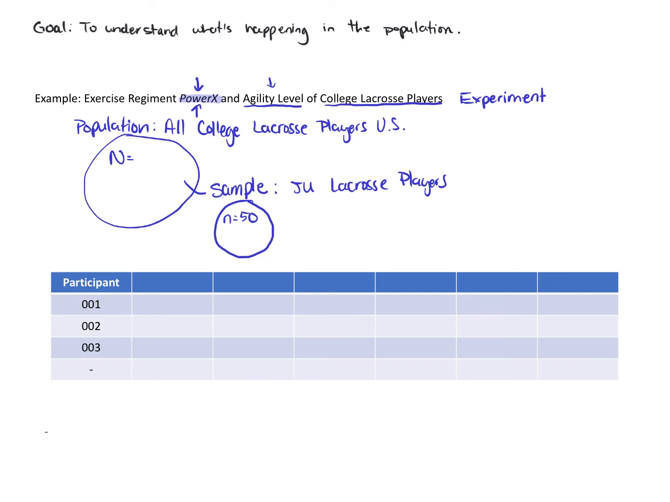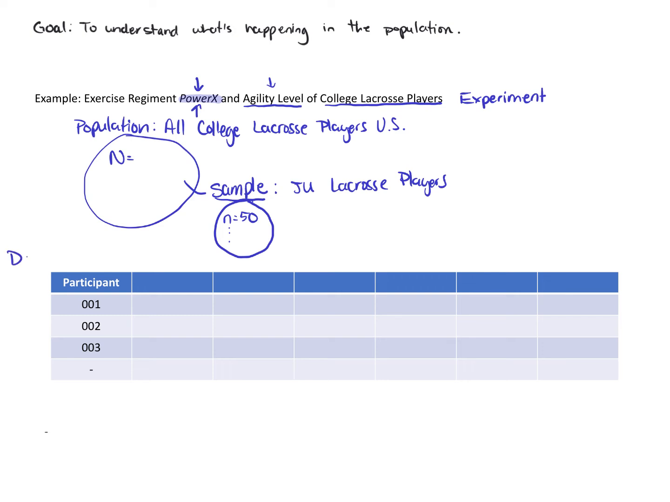Okay, and so I'm going to start collecting a lot of data from my sample to try to test their agility level. So would you agree with me that even if every single JU lacrosse player participated in this exercise regimen, right, their agility level is going to be affected by other factors, right? So maybe it increases their agility level, but there are other factors and other variables that affect your agility level, not just this exercise regimen. So you want to collect more data.